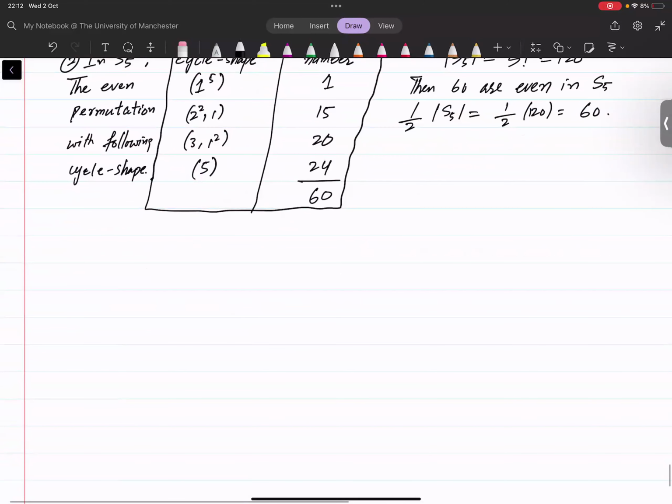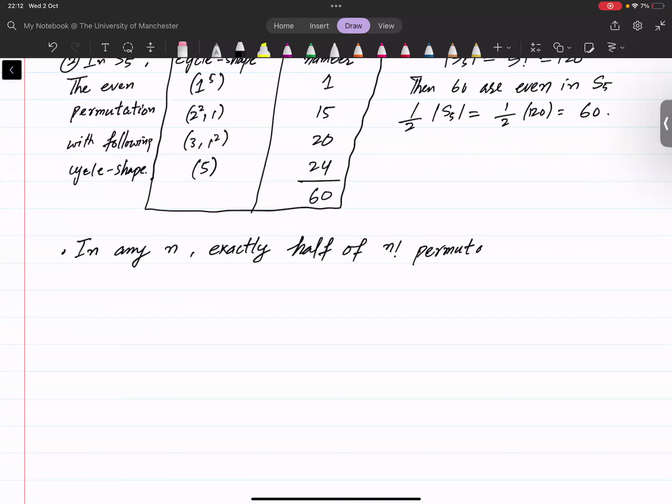So you can say in any n, exactly half of the n factorial permutations in Sn are odd and half are even. Okay.